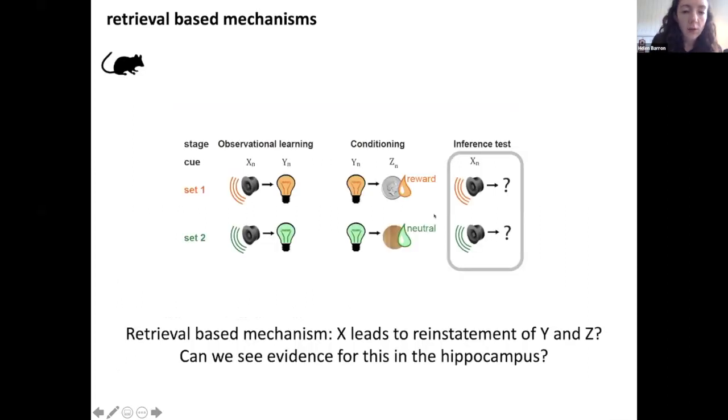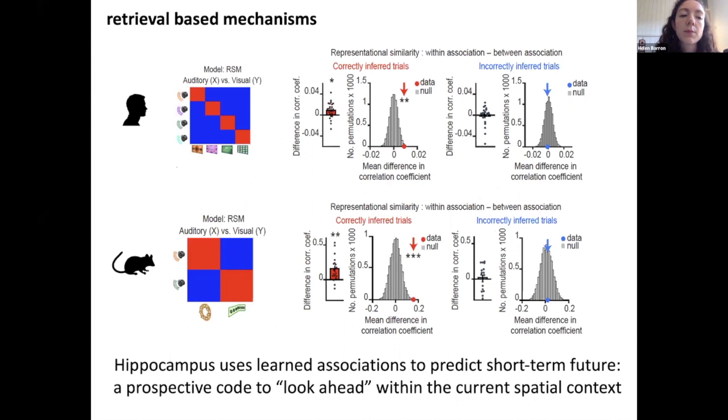Using the task that I already described, we asked what happens in the hippocampus when subjects are exposed to the auditory cue X on its own. Do we see any reinstatement of the associated Y cue or the Z cue in the hippocampus? What we found was that both in humans and mice, we find evidence for reinstatement of the associated visual cue in the hippocampus in response to the auditory cue. You can see these red and blue squares on the left. These show the models that we were testing against the data to look for reinstatement of the associated visual cues in response to the auditory cues, where we have high correlation in the activity patterns on the diagonal versus the off diagonal when comparing the response to these auditory cues in the inference test versus activity patterns that we record in response to the visual cues.